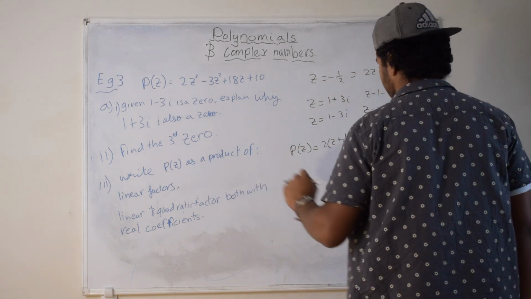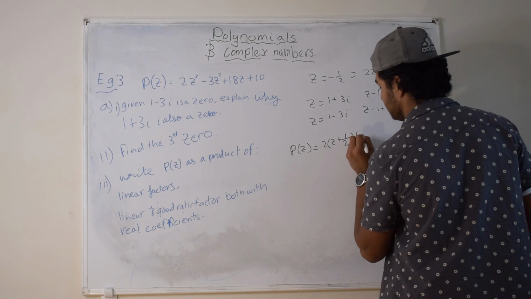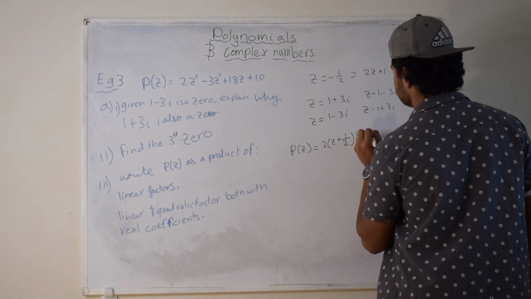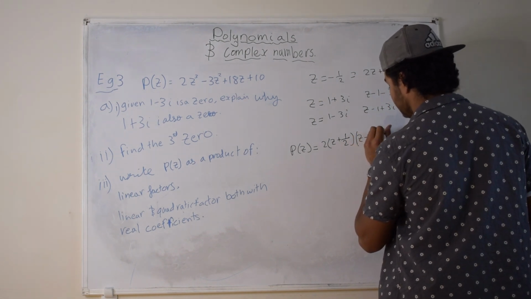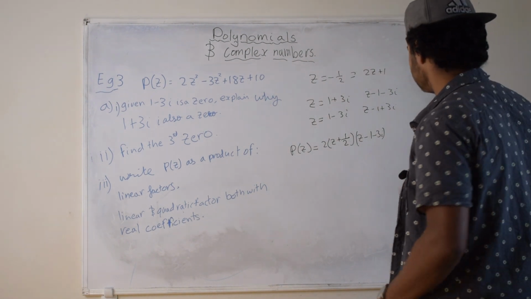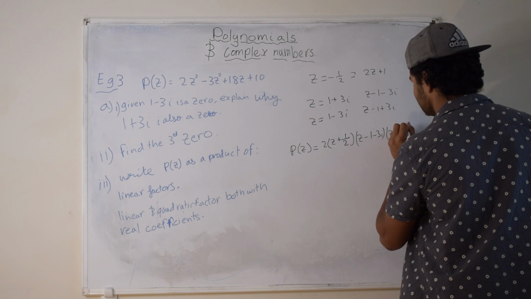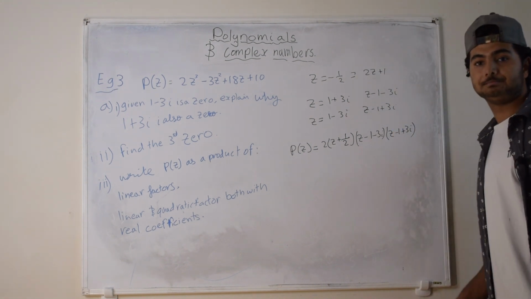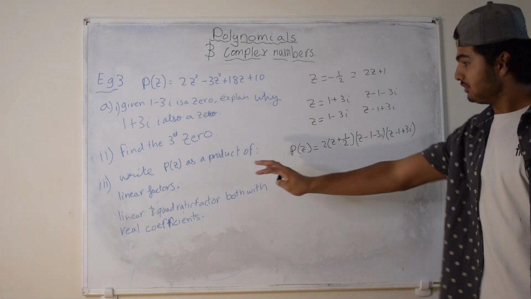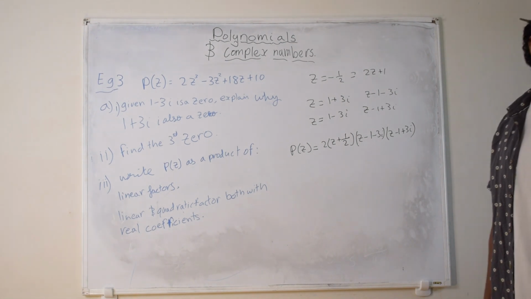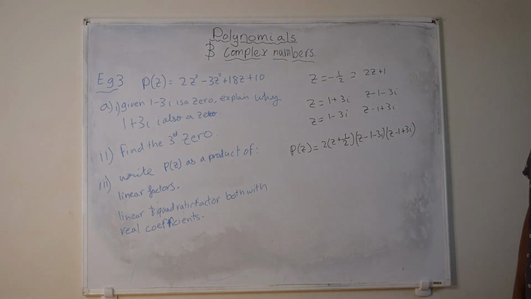Second linear factor would be z minus 1 minus 3i, correct? And then the third one would be this one here, z minus 1 plus 3i. Those are the linear factors right here.